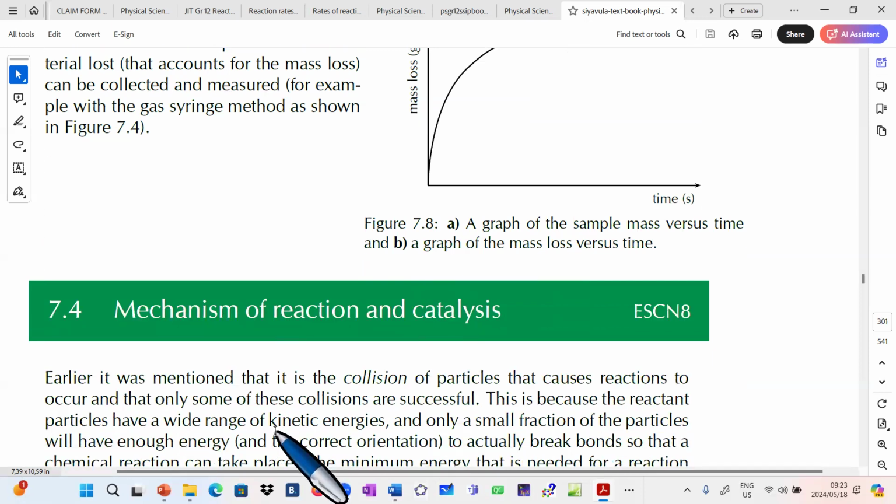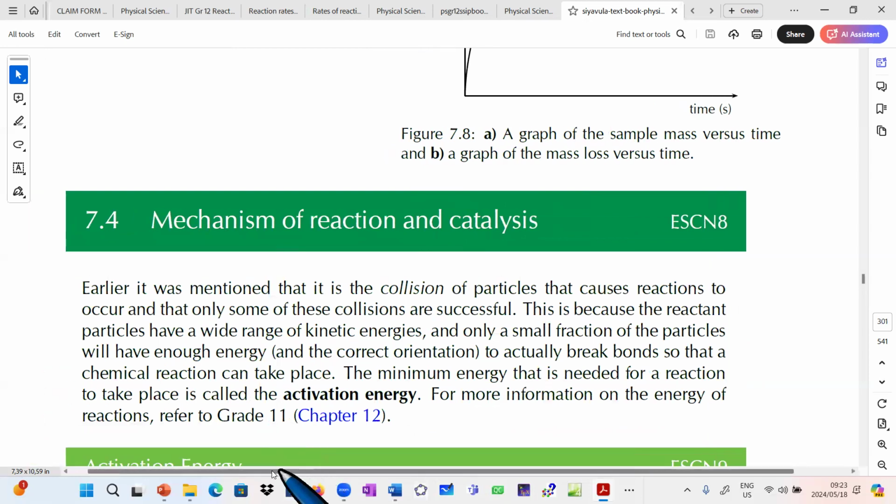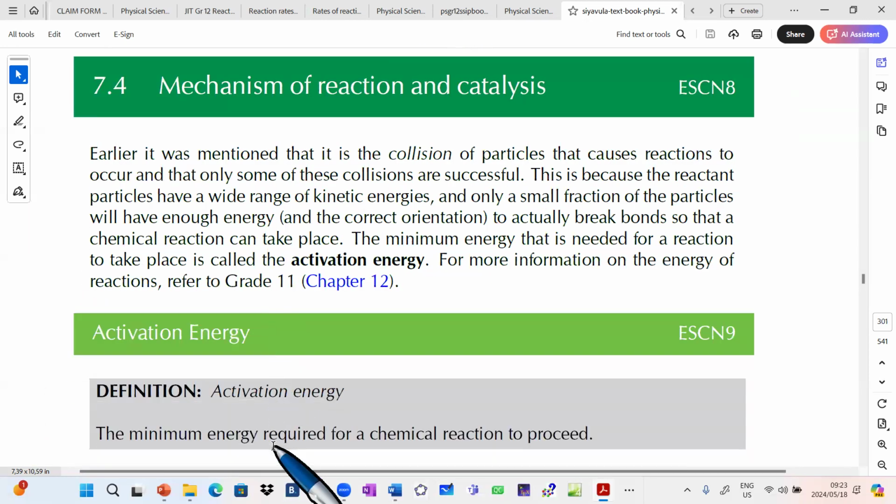Mechanism of reaction and catalysis. Earlier it was mentioned that it is the collision of particles that causes reactions to occur, and that only some of these collisions are successful. This is because the reactant particles have a wide range of kinetic energies, and only a small fraction of the particles will have enough energy and the correct orientation to actually break bonds so that the chemical reaction can take place.